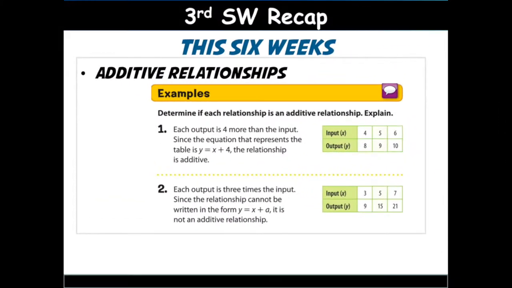As far as additive relationships, we're talking about relationships of data where if you have a table, something happens to your input to get your output. For example, in this case, we'll be adding. In example 1, you're adding 4 to all of those inputs to get those outputs. If you look at example 2, that doesn't work. You're not adding a consistent number each time. You're actually multiplying. And that leads to the next relationship, which would be multiplicative relationships. But I'll get to that in a few seconds. Just remember, additive, you're adding to your input.